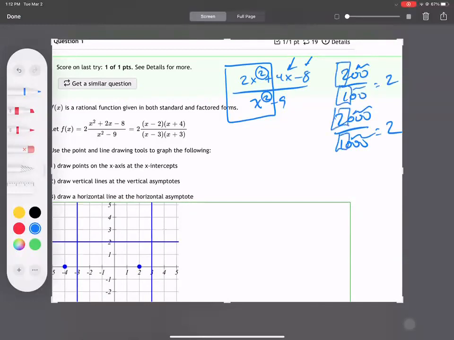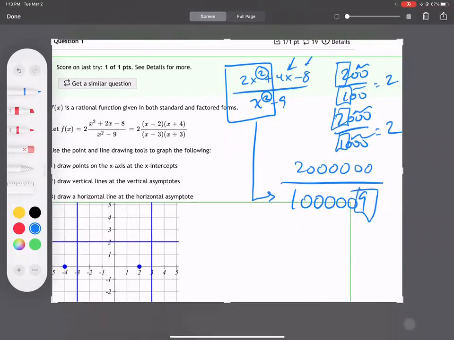2,000 over 1,000. If I said, hey, Mrs. Ko, what is 1,000,009 divided by 2 million? Do you even care about this 9? The point is that it's not going to be perfectly 2. It's going to be pretty close to 2. So as x goes to infinity, this graph will become 2.